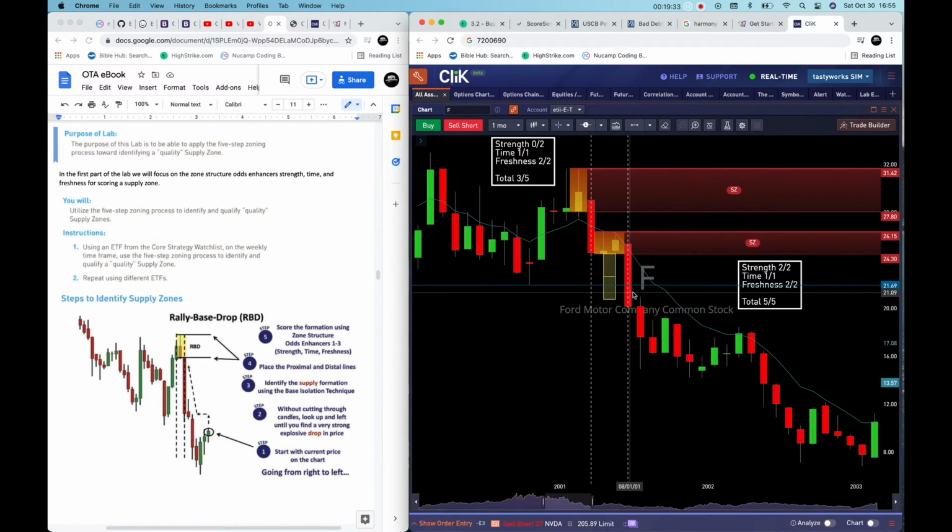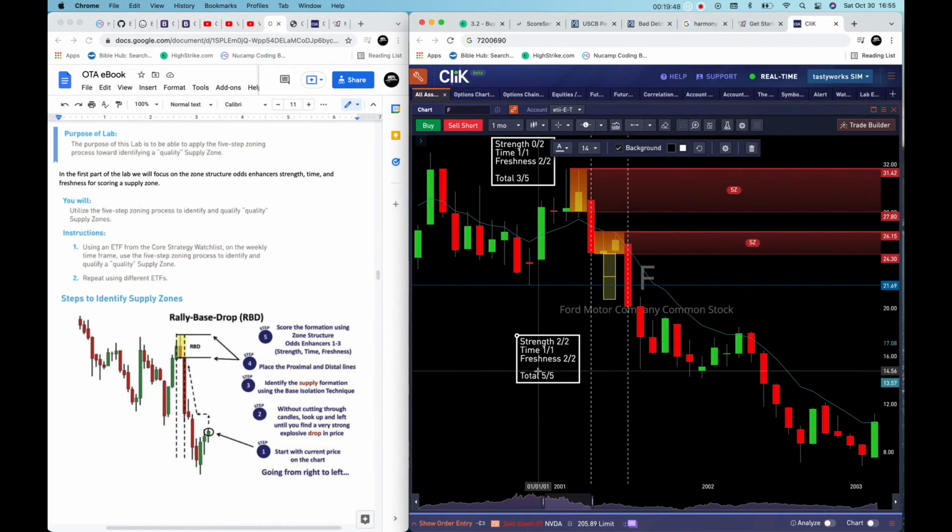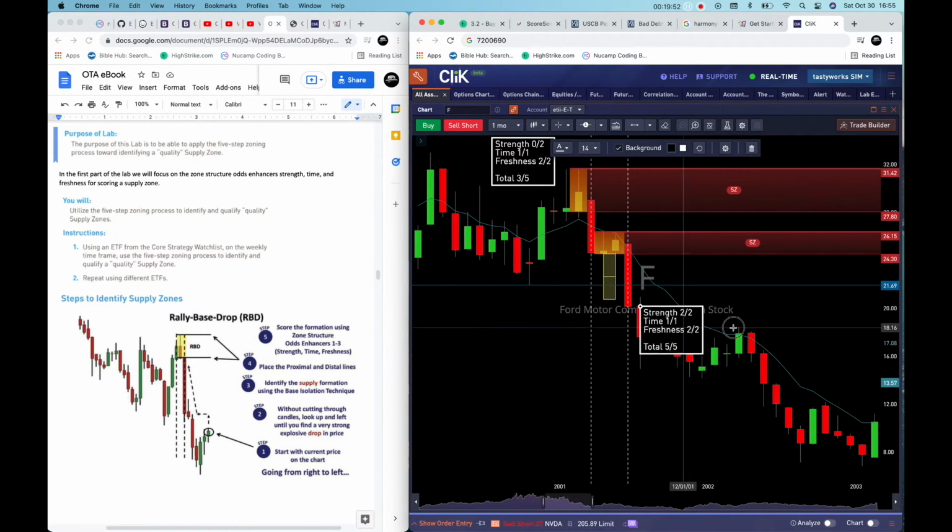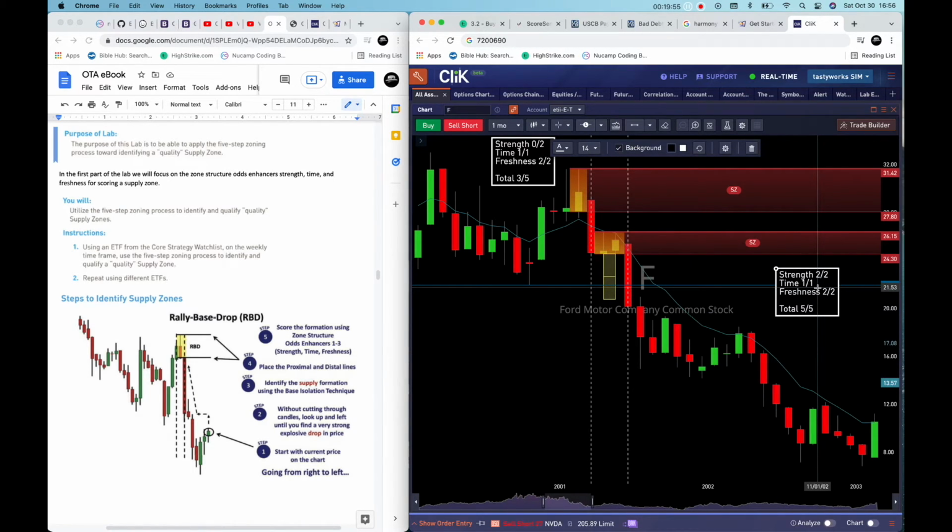All right. The next is time, in which case we're just going to count the number of basic candles between our two vertical lines. We have 2, so in that case, time earns full marks, 1 out of 1 point. And then for freshness, we can clearly see price has not returned to this zone, nothing but empty space, so freshness gets 2 out of 2 points. All right.